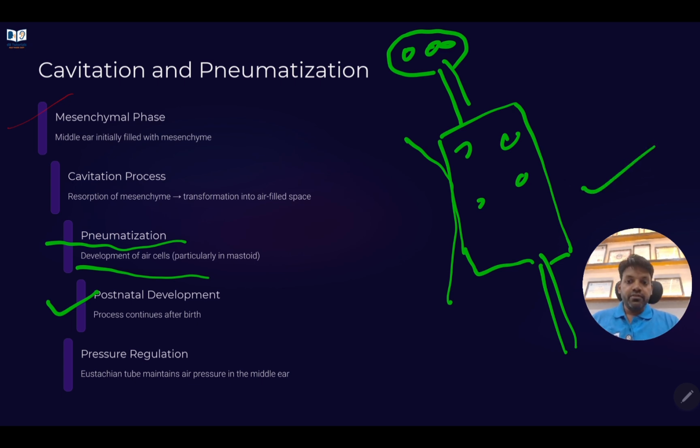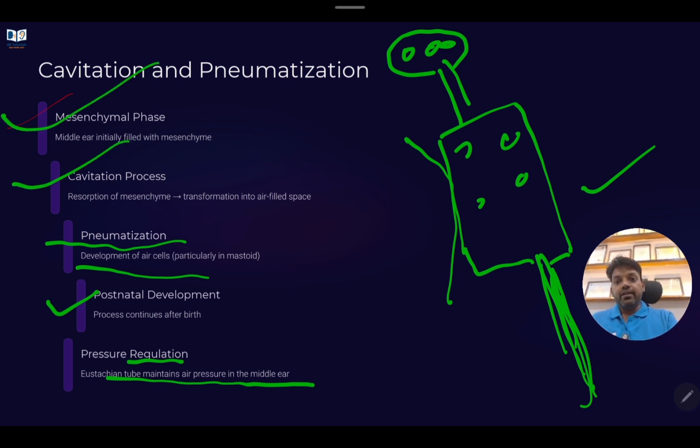For pressure regulation, the Eustachian tube maintains the air pressure in the middle ear. How it maintains, that we will see. But right now in the process we have three things: the mesenchymal phase, the cavitation process, and then the pneumatization process, and then obviously the postnatal development after the birth.